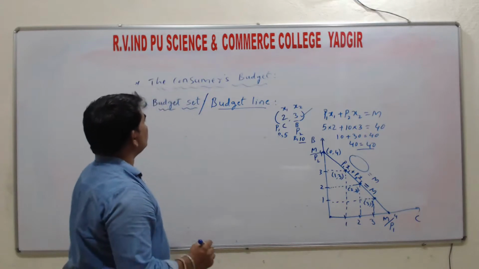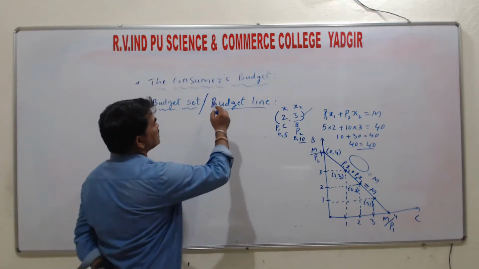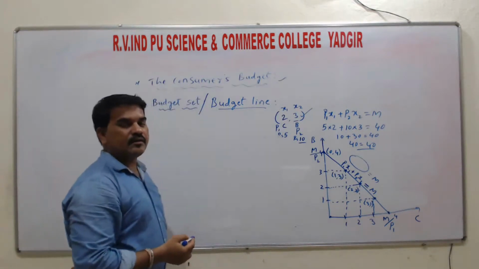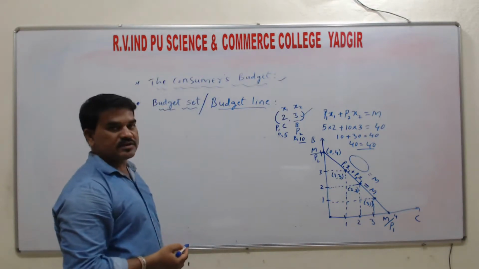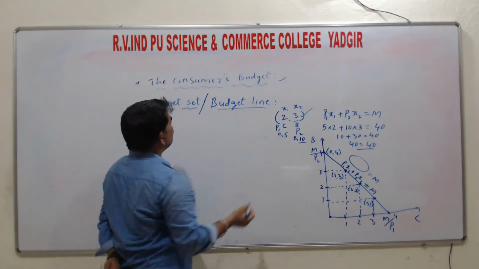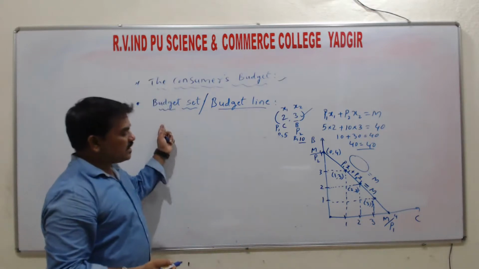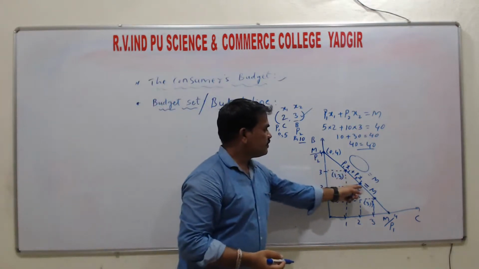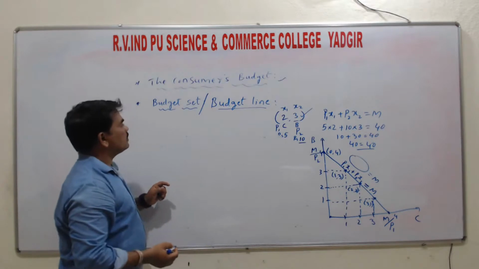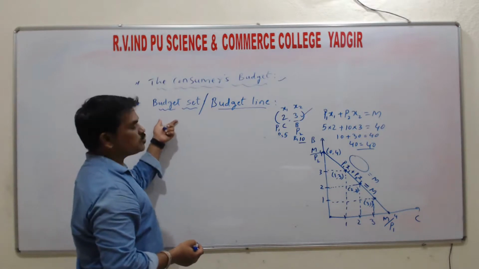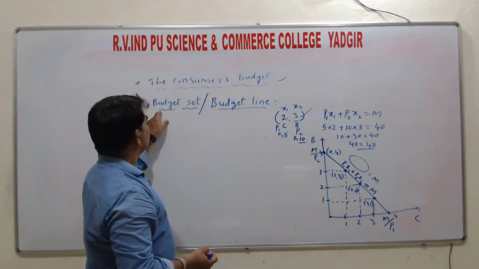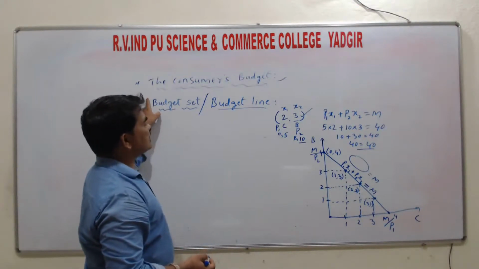Okay, so what we have discussed today is the consumer's budget. What is the budget? It is the income of the consumer. We call it the consumer's budget. And what is the budget set and what is the budget line? The budget set is the set of bundles which the consumer can buy. The set of bundles which the consumer can buy, that we call the budget set.